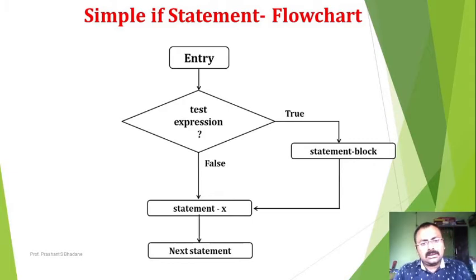This is an example of a flowchart to describe the if statement. Entry, test expression. If the test expression is true, then the statement block is executed, and if the test expression is false, then statement X is executed directly, and then the next statement executes.